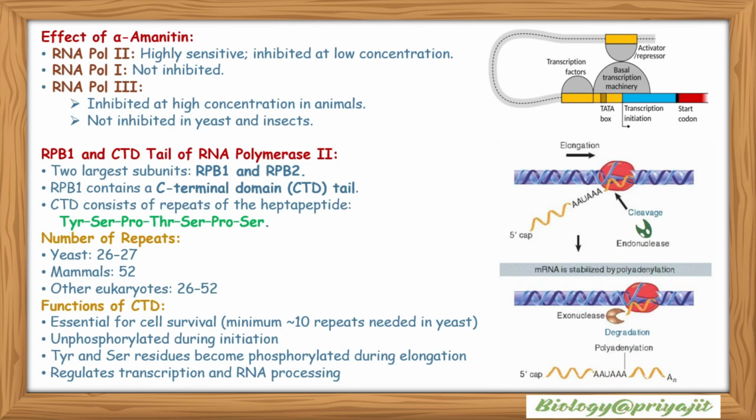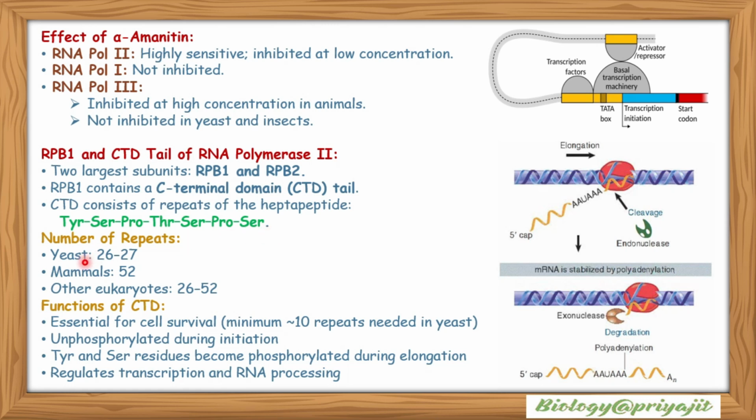Effect of alpha amanitin. RNA polymerase 2 is highly sensitive and is inhibited at low concentration. RNA polymerase 1 is not inhibited, and RNA polymerase 3 is inhibited at high concentration in animals but not inhibited in yeast and insects. RNA polymerase 2 and the CTD tail: there are two largest subunits, RPB1 and RPB2, and RPB1 contains the C-terminal domain or CTD tail, and this CTD tail consists of repeats of the heptapeptide tyrosine, serine, proline, threonine, serine, proline, and serine.